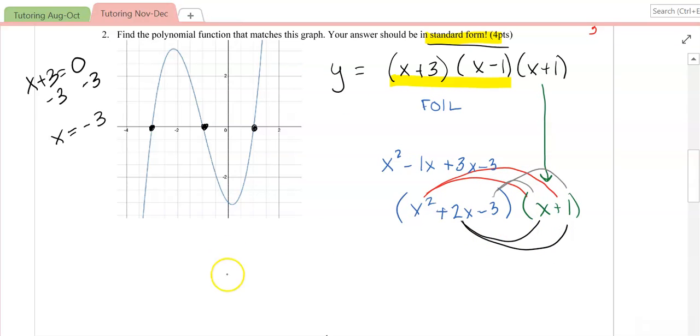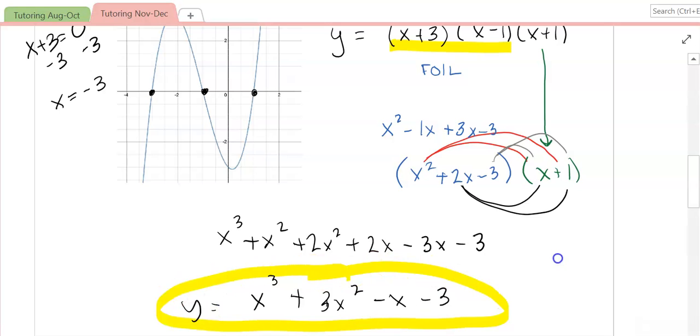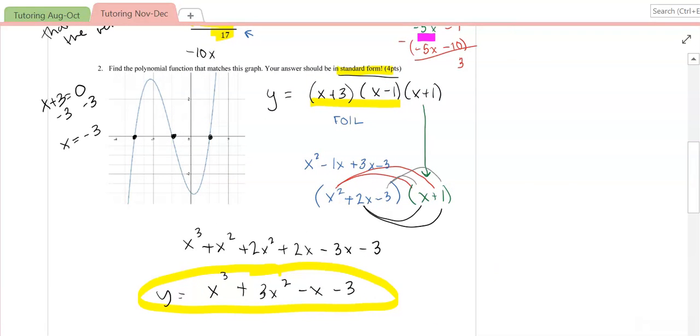So x squared times x makes an x cubed. X squared times 1 makes an x squared. 2x times x makes a 2x squared. 2x times 1 makes a 2x. Negative 3 times x makes a negative 3x. And negative 3 times 1 makes a negative 3. So we're left with x cubed plus 3x squared, x squared plus 2x squared is 3x squared, minus x minus 3. So this would be your polynomial written in standard form with the highest exponent first and going down in descending order.